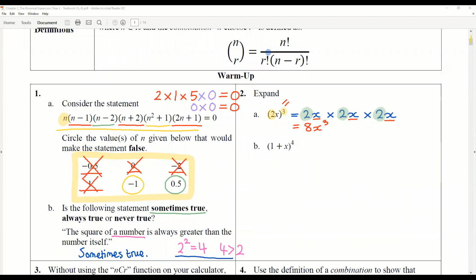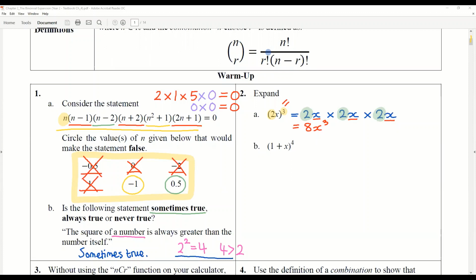Now, we have to expand 1 plus x to the power 4. So we're leading into the main body of the lesson here. This is what we're going to be looking at today. Now, there's several ways you can do this. You could expand it explicitly by multiplying all the brackets together, which would be a lot of work. You could use the binomial expansion, which is given to you in the definitions. Or you could even use Pascal's triangle, which is the same as using the binomial expansion.